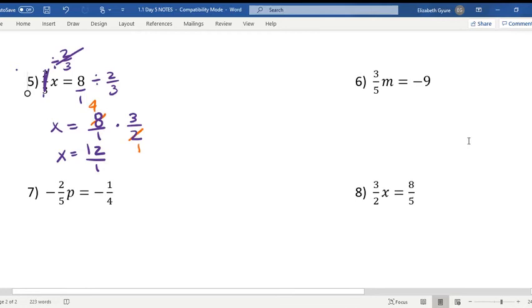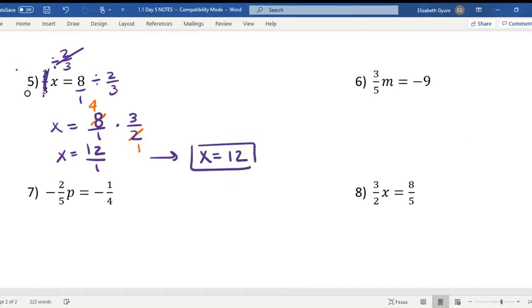That looks kind of weird, right? Can I leave it like that, though? Technically, but Jake, what else could I do? Just make it a 12, right? I will accept 12 over 1 as an answer. Technically, it's just a reduced fraction. But I personally think it looks a little weird, and I would just make it a 12. Okay, good.